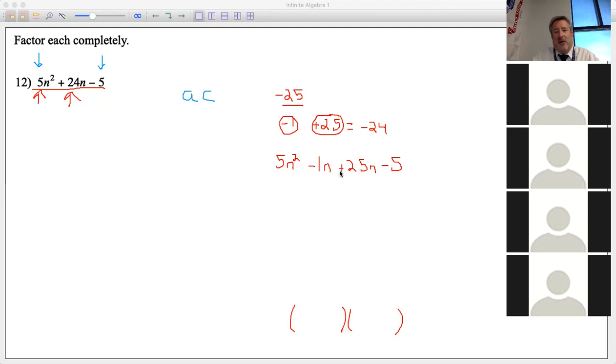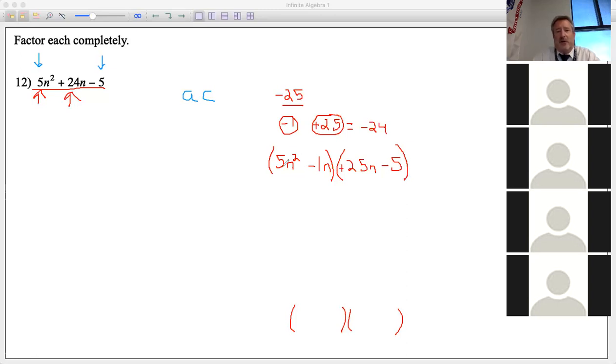In other words, see the middle? -1n plus 25n is 24n. It stays the same. All right, now why did I do that? Well, the reason why is because watch what happens. The next step, if you remember, is we do a set of parentheses. Kind of looks like the very last answer. And we factor each one of these separately.